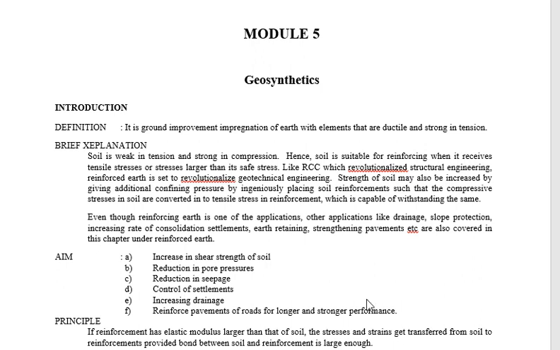Geosynthetics are artificial fabrics used in conjunction with soil or rock as an integral part of man-made projects. Soil is an elastoplastic material which has a small shear strength and modulus of elasticity. If you want to increase the modulus of elasticity of soil, you can place these fabrics, or geosynthetics, into the soil so that the bonding strength will be increased.